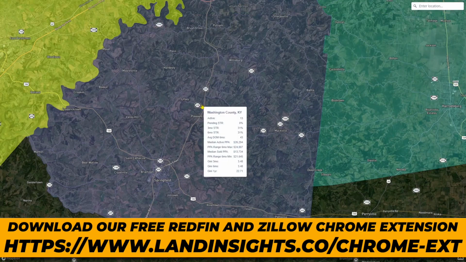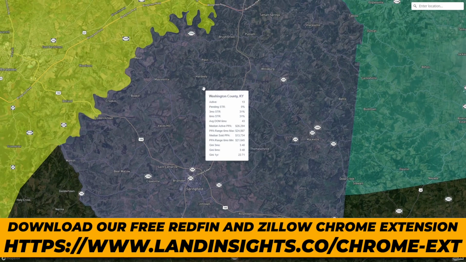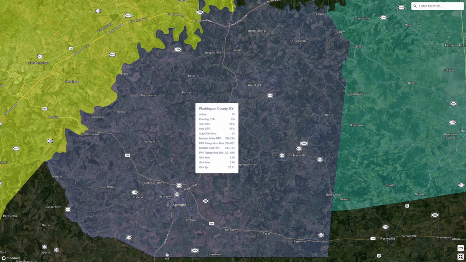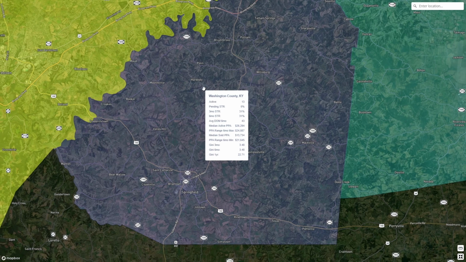I'm just going to go ahead and maximize this. Looking at Washington County, Kentucky, I can see there's nothing currently pending in the 2 to 5 acre range, although the price per acre is fairly high, and you can see that the median active price per acre is pretty consistent with the max on the range over the last 6 months.